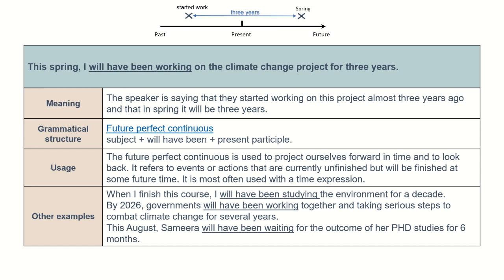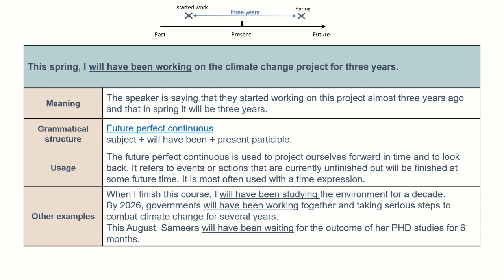But they didn't say that this project will be ended or finished this spring. But when this time comes, that means I'll be working on that one for 3 years. Okay. How do we form future perfect continuous? Will have been plus ing, as I said. When do we use this one?